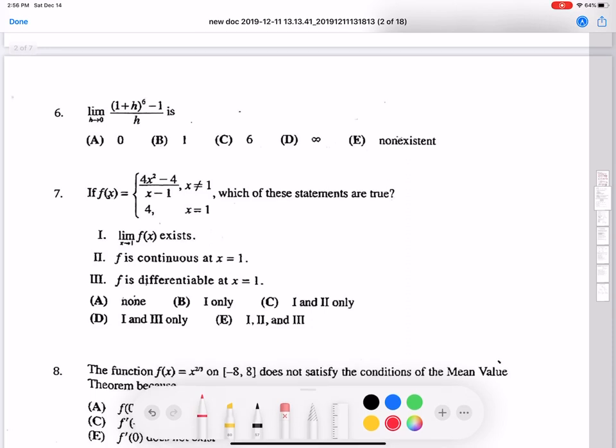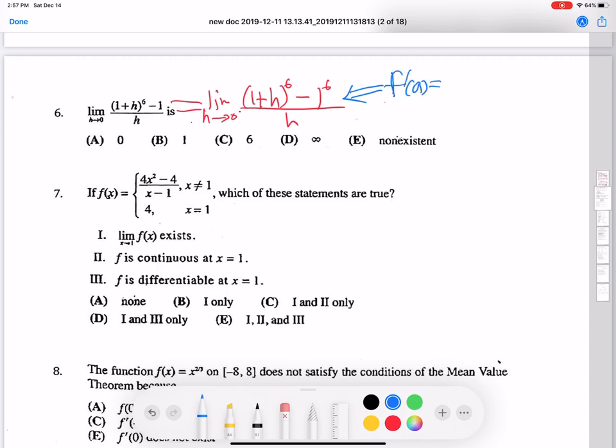Limit as h approaches 0 of (1 plus h) to the 6th power minus 1 over h. What if I change it like this? Limit as h approaches 0 of (1 plus h) to the 6th power minus 1 to the 6th power over h. This is exactly the same form as the definition of derivative, right? What is the definition of f prime of a?